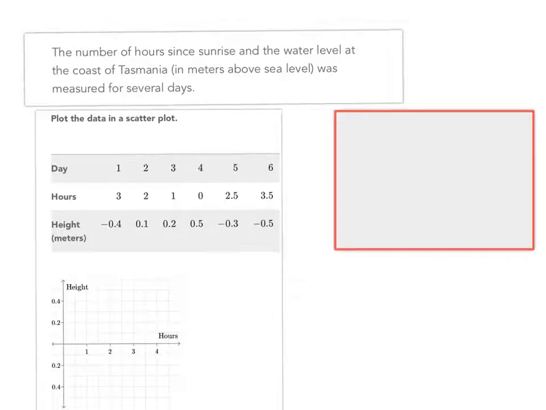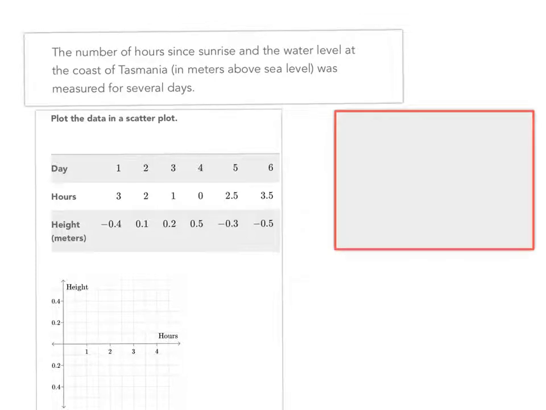In this episode, we are going to learn how to create a scatter plot. Scatter plots are used to understand the relationship or association between two variables. Let's take a minute and read the prompt. The number of hours since sunrise and the water level at the coast of Tasmania, in meters above sea level, was measured for several days.